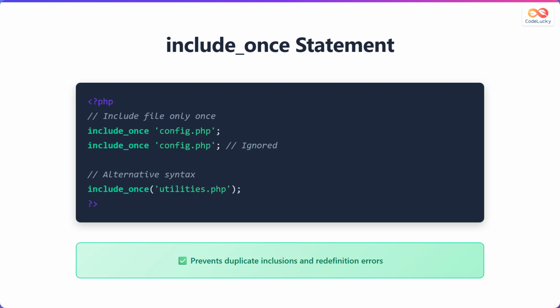There is also an alternative syntax where you enclose the file name in parentheses, like so: include_once, open parenthesis, single quote, utilities.php, single quote, close parenthesis, semicolon, and then close the PHP tag with question mark and greater than sign. The include_once statement prevents duplicate inclusions and redefinition errors.